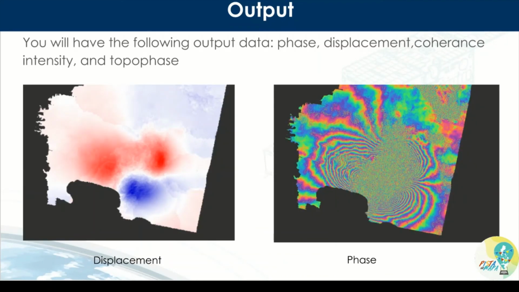The TIFF files that are generated include phase, displacement, coherence, intensity, and topophase. Usually the only relevant imagery is phase, displacement, and coherence. I've never really used the intensity and topophase, but they're there because they're generated as part of the analysis.